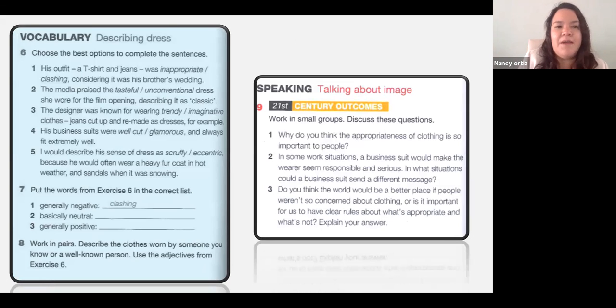It says, choose the best options to complete the sentences. His outfit, a t-shirt and jeans, was inappropriate, clashing, considering it was his brother's wedding. Now, let's do this individually, okay? All you have to do is choose the best adjective depending on the situation. Please raise your Zoom hands when you're done.